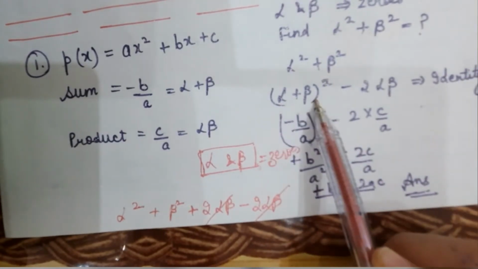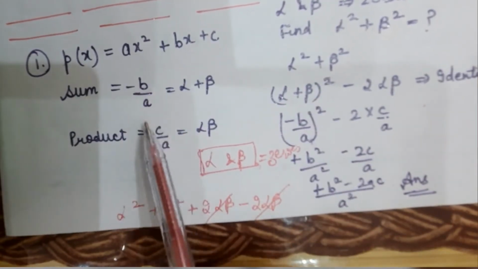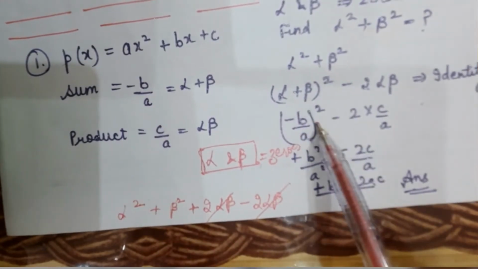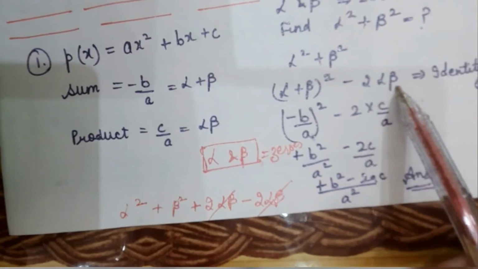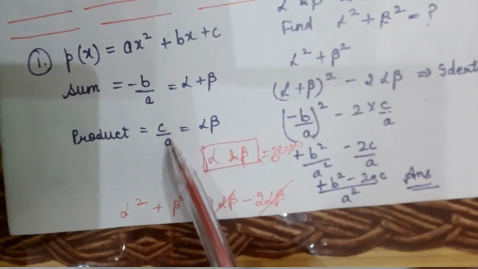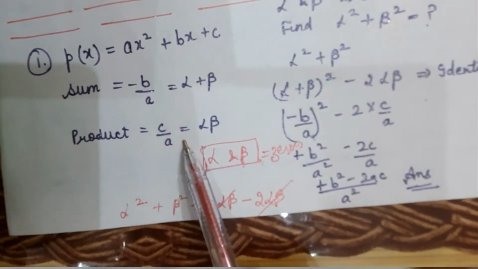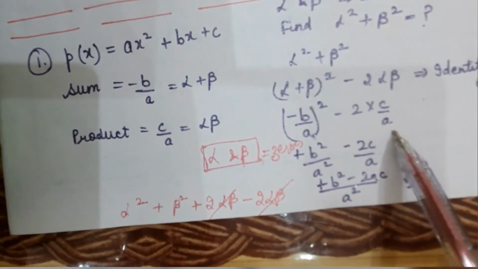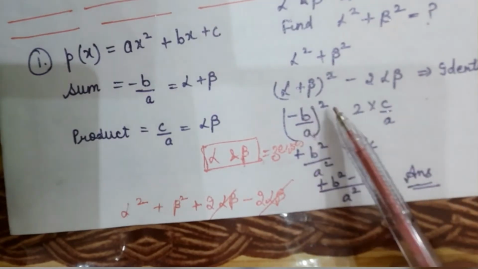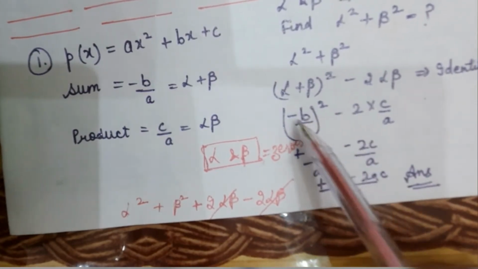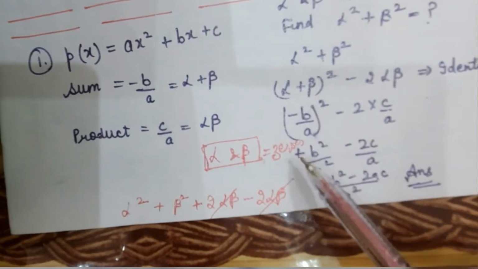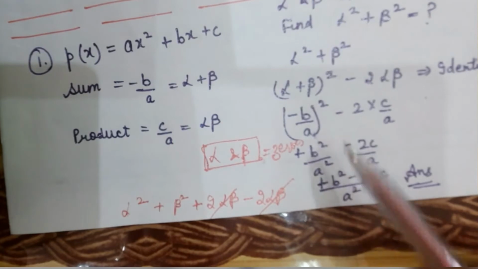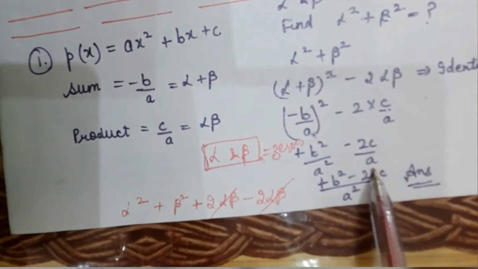Alpha plus beta, we have done, is minus b by a, and its square, minus 2 into alpha beta, that is the product of zeros. The product of zeros we know is c by a, that is the constant term divided by the coefficient of x square. Now we will simply solve it. Minus b square is b square, and minus becomes plus in the square quantity, so b square by a square minus 2c by a.